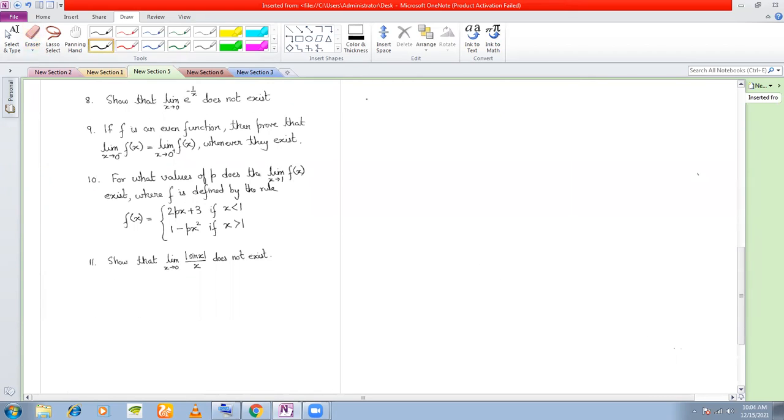Number 10. If you see question number 10, it says, for what values of p does the limit as x tends to 1 of f of x exist where f is defined by the rule? Okay. So given f of x is equal to 2px plus 3 if x is less than 1 and equal to 1 minus px square if x is greater than 1.